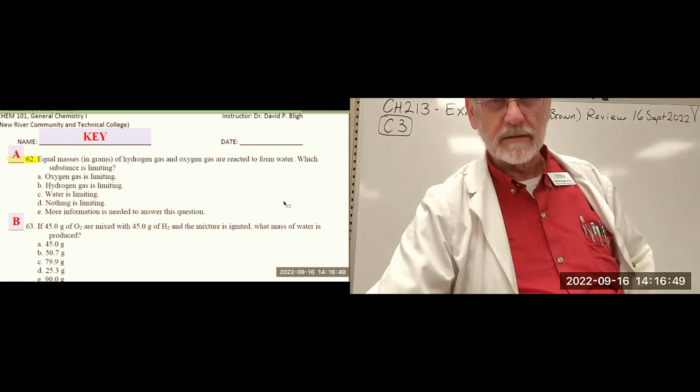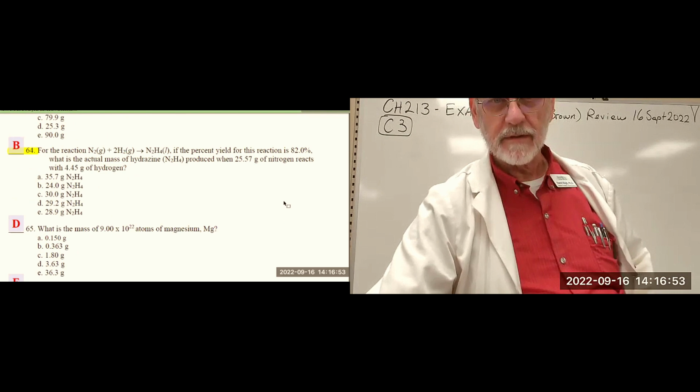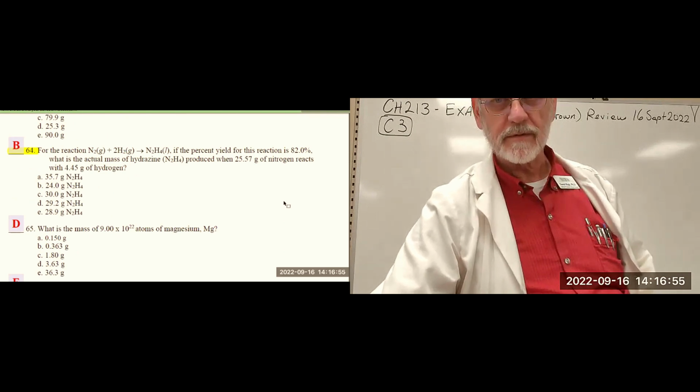I'm gonna skip that one. The limiting reagent is the actual mass.